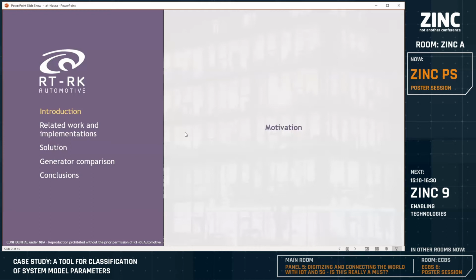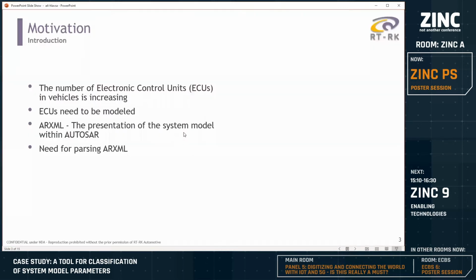Let's start with motivation. As we all know, electronics is becoming more and more important in modern vehicles. The number of electronic control units is increasing and each of them needs to be modeled. For that purpose, AutoSAR XML format is used and it needs to be parsed and adapted to specific code generators. The main reason for this step is optimization, where instead of very demanding parsing of XML, specific program objects are used for each generator. The downside of this approach is system load on CPU and memory during the adaptation process.